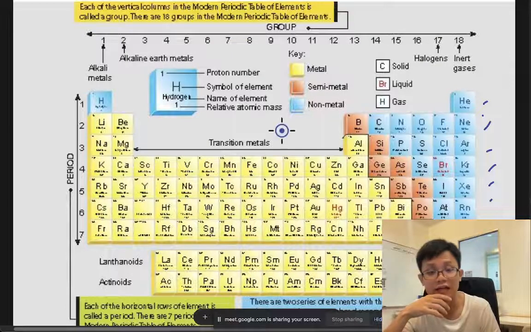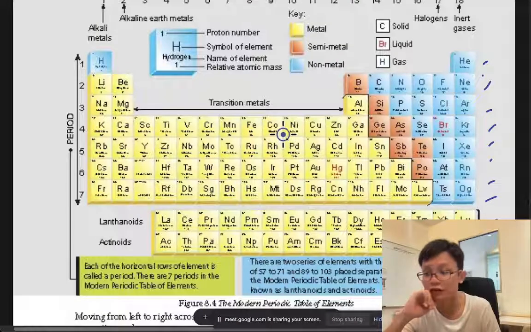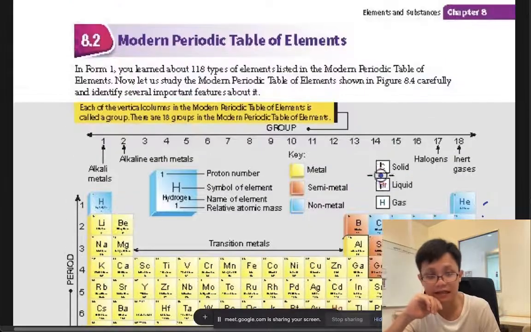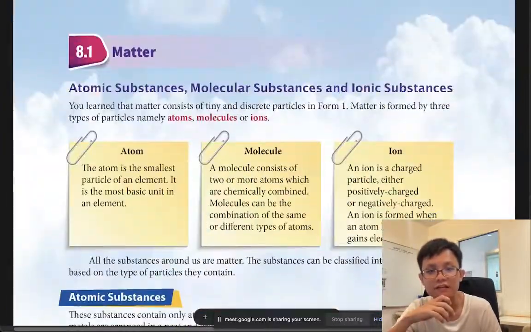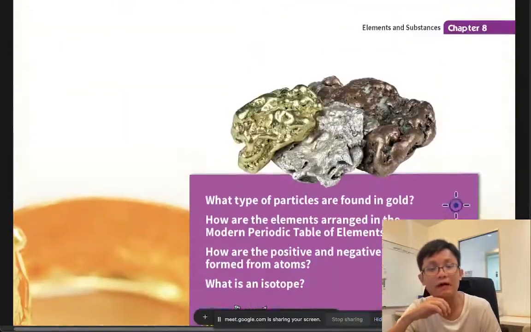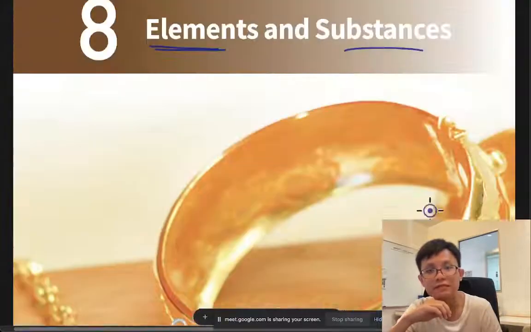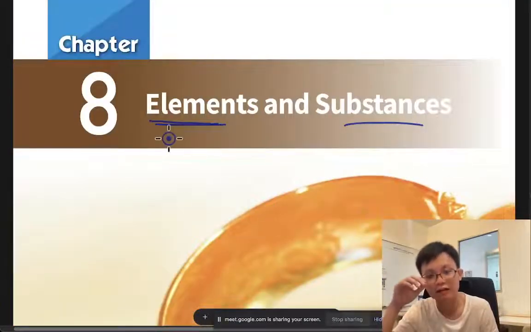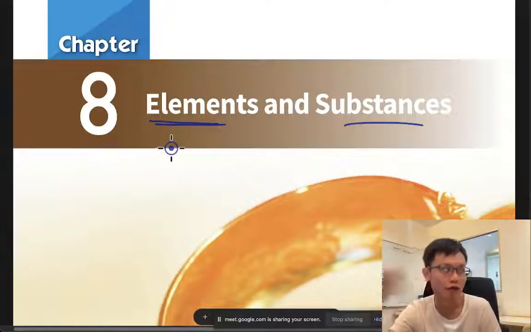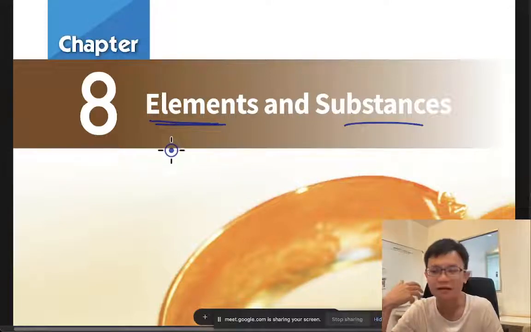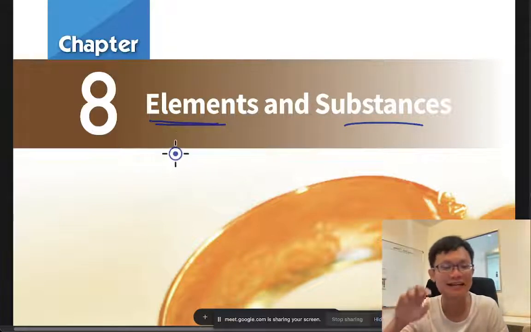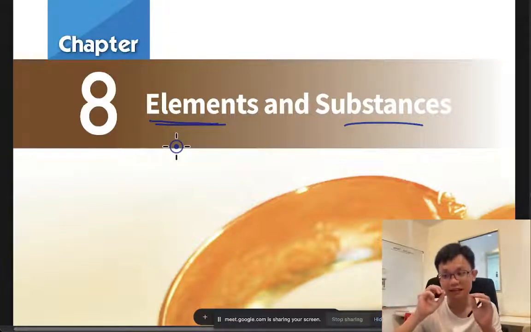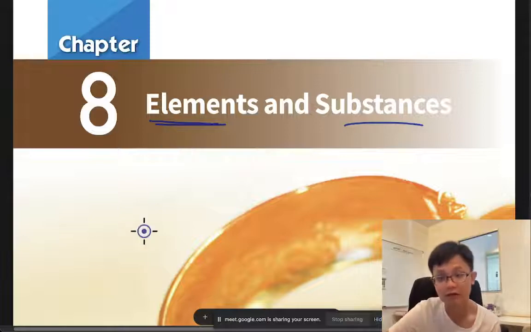That's why we say this is the alphabet of the universe, because everything in the universe is supposed to be just inside here. Let's go back to the introduction again. In this chapter we are going to study the element and the substance. When they talk about the element, it's not like the water element or the fire element. There's another meaning in science: the element refers to the type of atom.